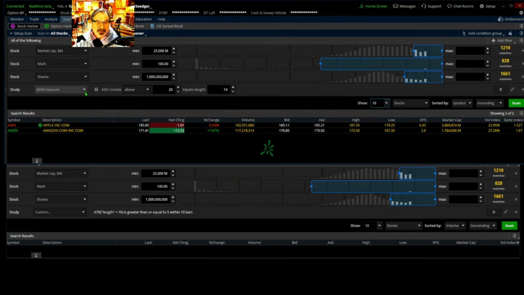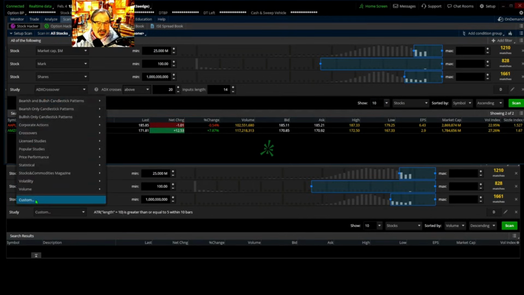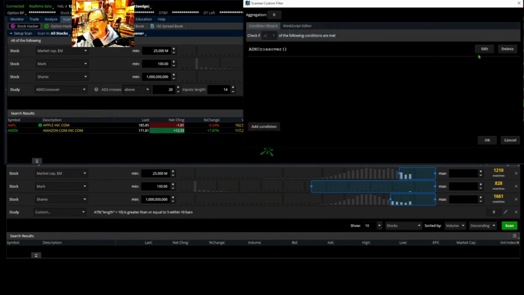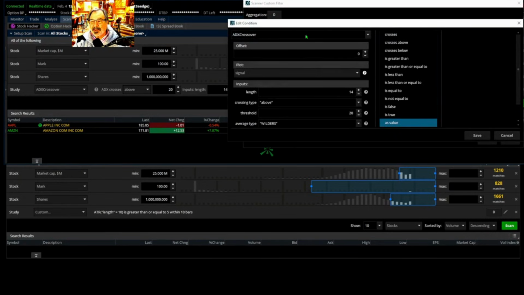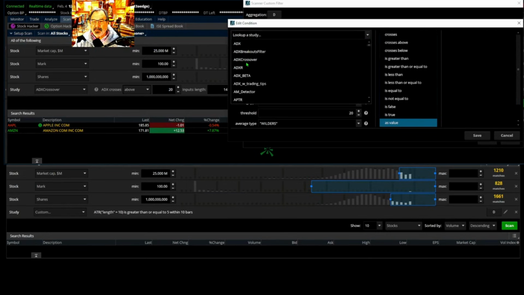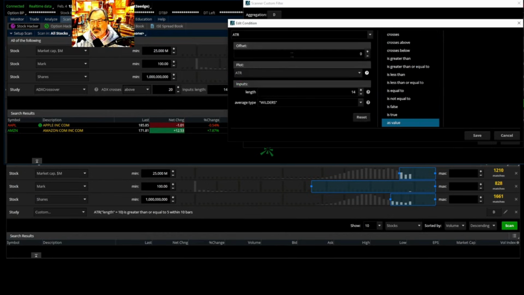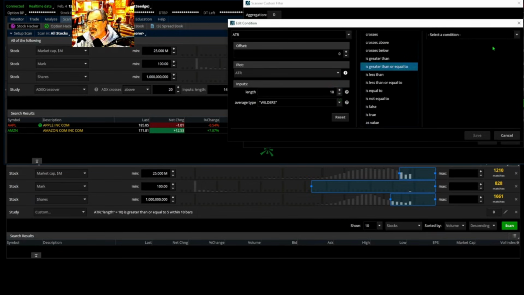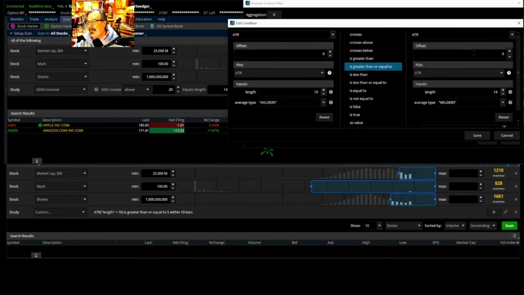Now let's get into the crossover. You go down here to custom, and then you're going to go into edit. Then you're going to change it from your crossover to a study, and you're going to make that into ATR. So that's going to be your study. You're going to make that 10 days. You're going to say is equal or greater than over here. You're going to select a condition. So study, and you want the ATR here. And then on that, we're going to make that 10 days again. Now remember, Wilder's is 14 days, but that's okay.